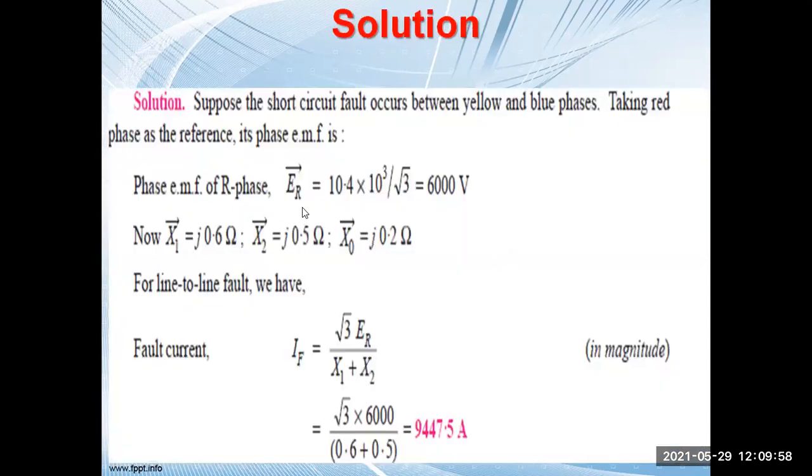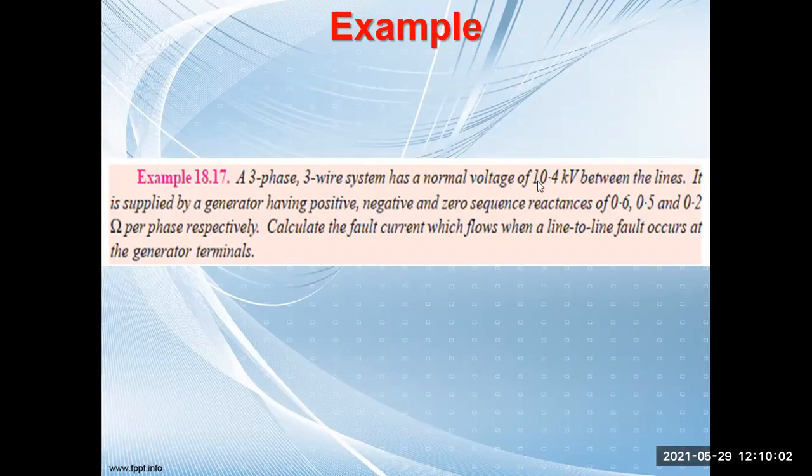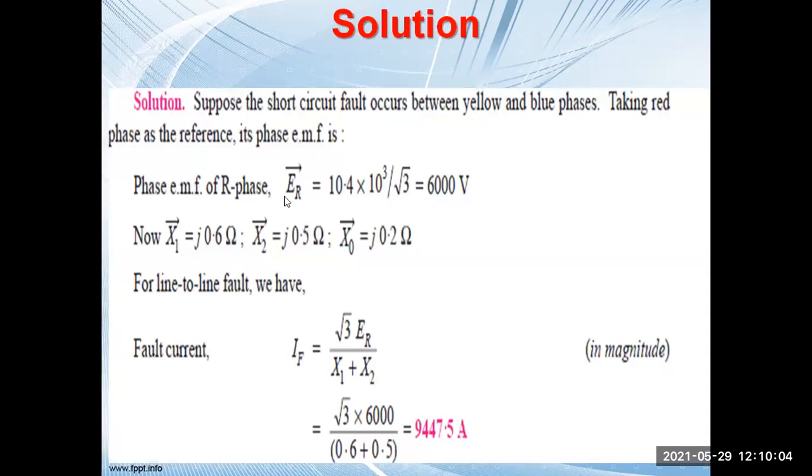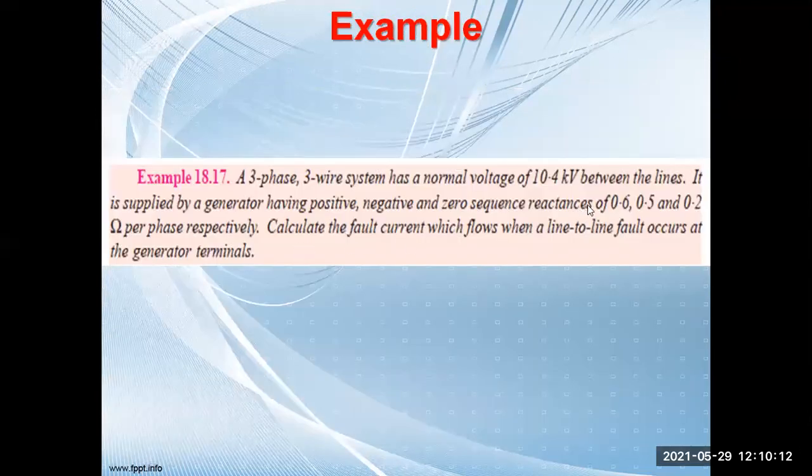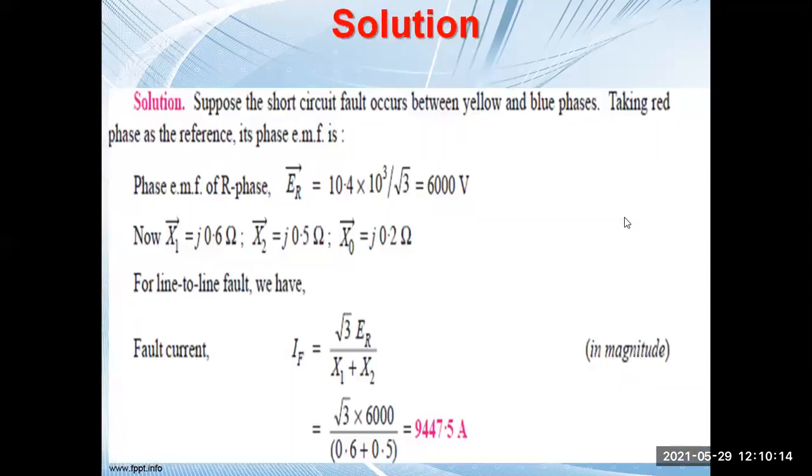Now first we'll calculate ER equal to 10.4. That is the voltage given, so we'll calculate the phase voltage. So 10.4 into 10 to the power 3 by root 3, that is 6,000. Now these reactance values are given. That is X1 is 0.6, 0.5, and 0.2. So 0.6, 0.5, and 0.2.